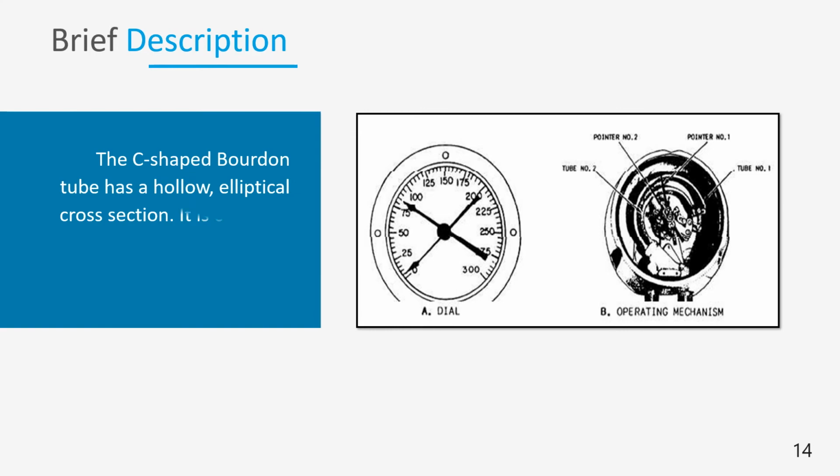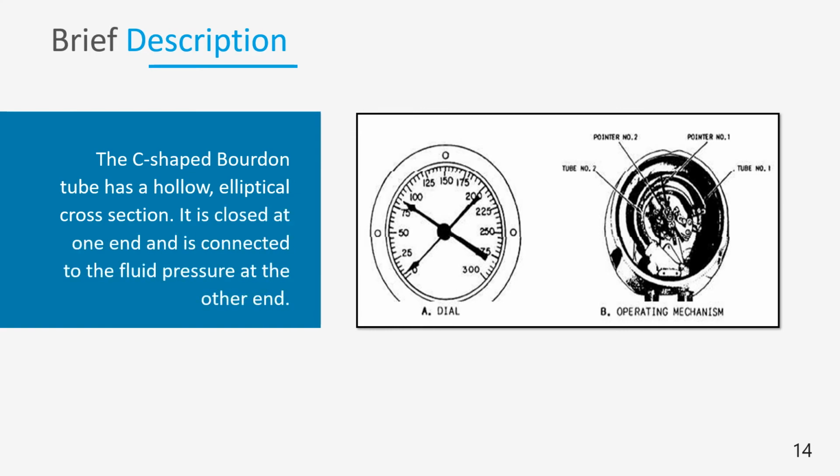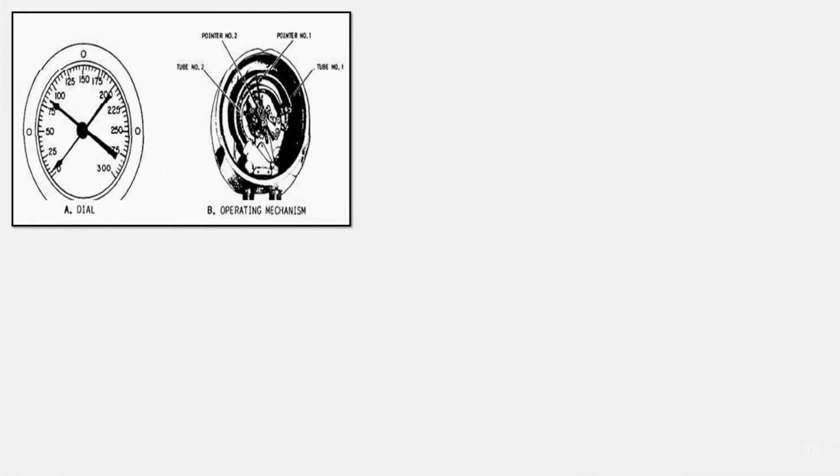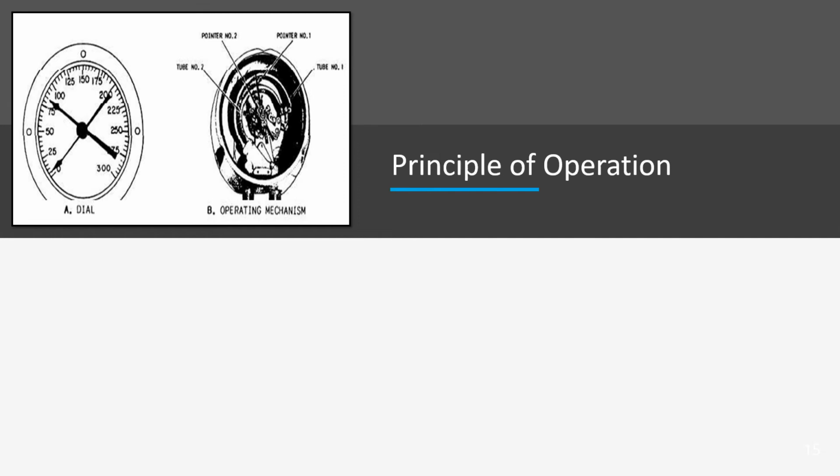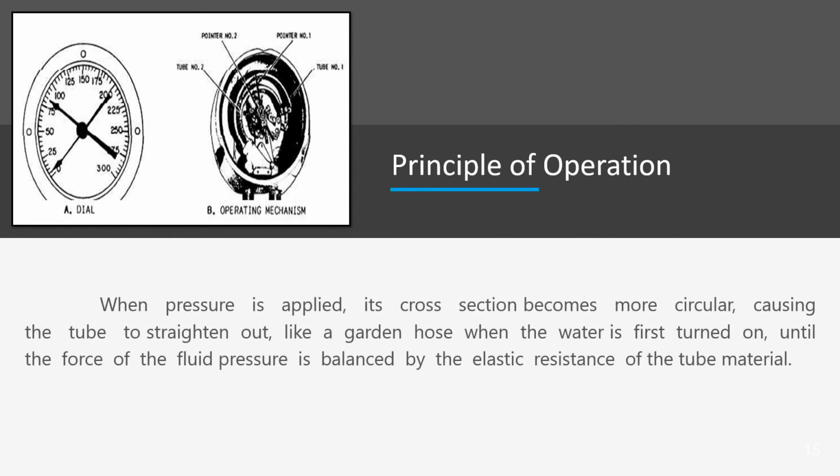So, brief description. The C-shaped Bourdon tube has a hollow elliptical cross-section. It is closed at one end and is connected to the fluid pressure at the other end. So, that is one characteristic of our C-shaped Bourdon tube.